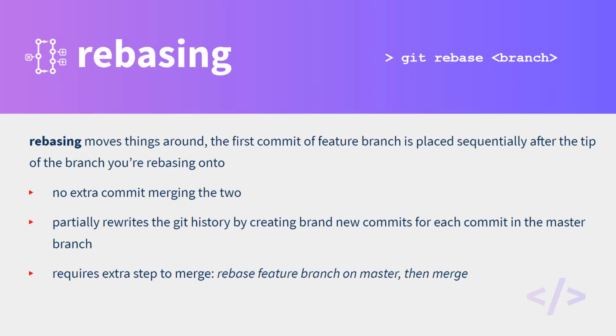It partially rewrites the git history by creating brand new commits for each commit in the master branch. And it requires an extra step to merge. So in this case, you have to rebase the feature branch on master and then you merge it in. So this is good for the scenario that I believe Ritik mentioned earlier, which is what do you do when someone touches code that conflicts with your own feature branch? By pulling in master before yours, there's a lot less merge conflicts that you run into, at least in my experience.